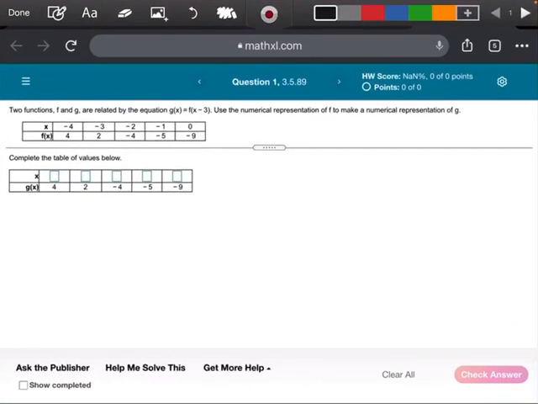All right, so guys, this is a problem out of the homework in 2.7. I'm not sure exactly what question it is, but it says two functions f and g are related by the equation. So here's my equation. And it says use a numerical representation of f to make a representation of g. Okay, so here's my function f.